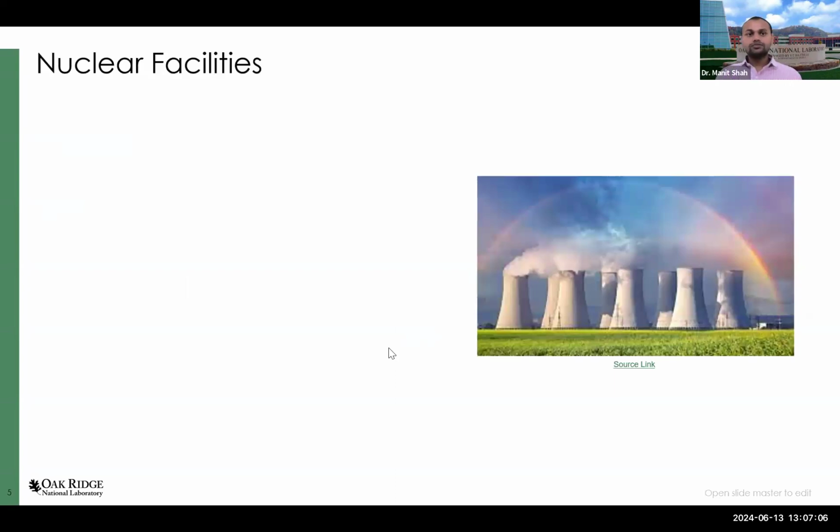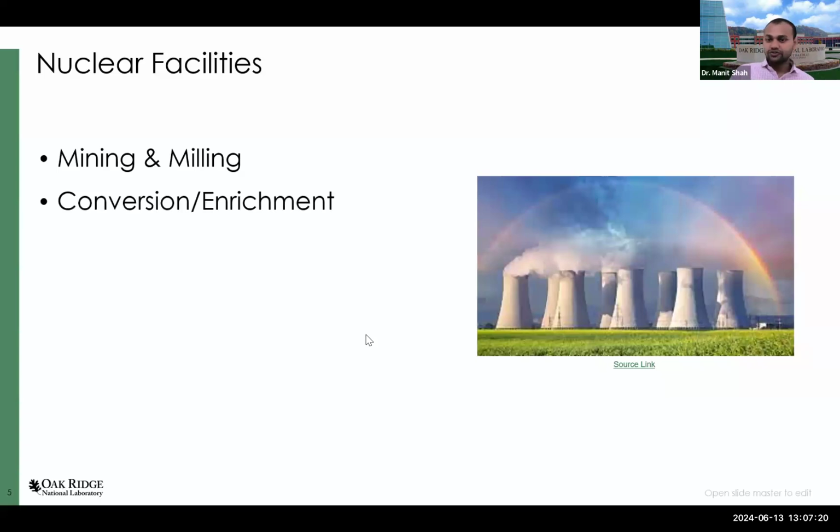Now, if you have to list the nuclear facilities that could be, or that are, subject to safeguards, to start from the top, it's the mining and milling. Then come the conversion and enrichment facilities. Next comes fuel fabrication, where the fuel is manufactured. Essentially, up to this point, all of these are called bulk facilities, where the material is in bulk form.